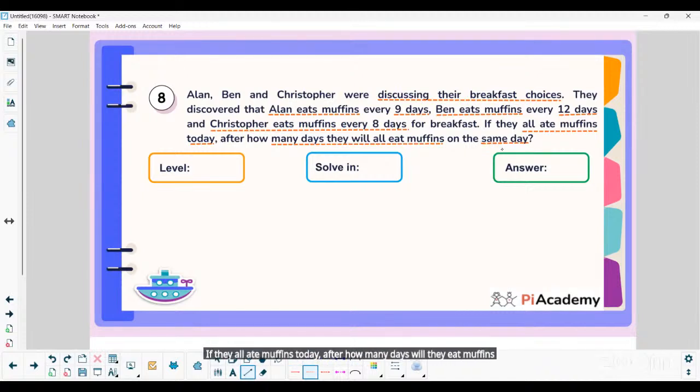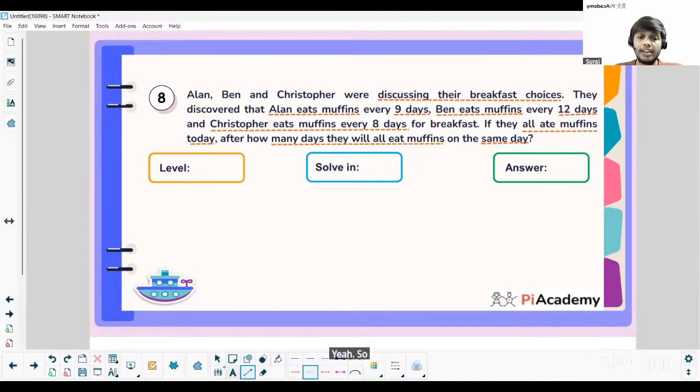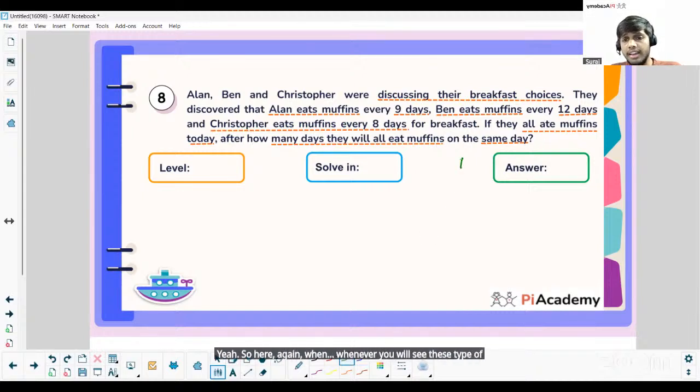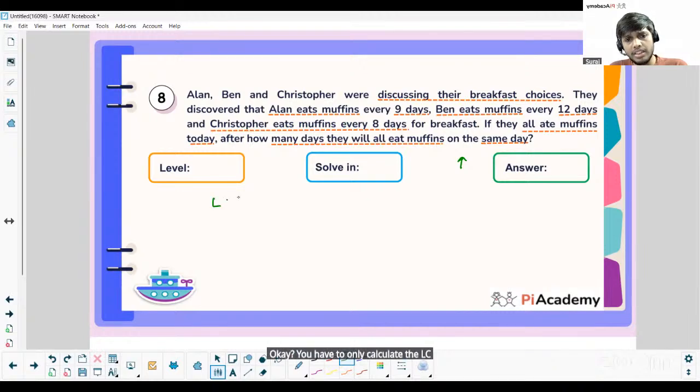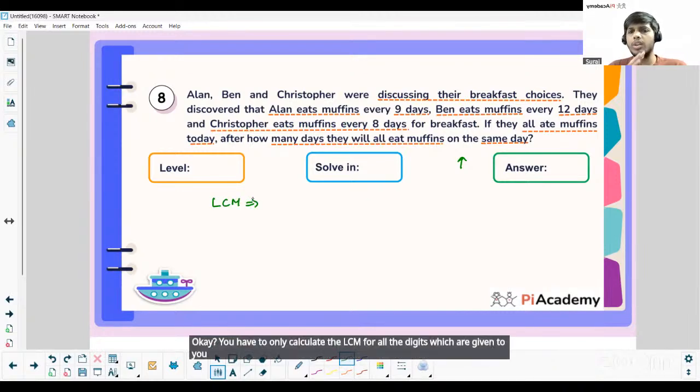Yeah. So here again, whenever you see these types of words used in the question, where it is asking you when they are going to do the same thing again next, you only have to calculate the LCM of all the numbers which are given to you in the question. Now let us look at the question.